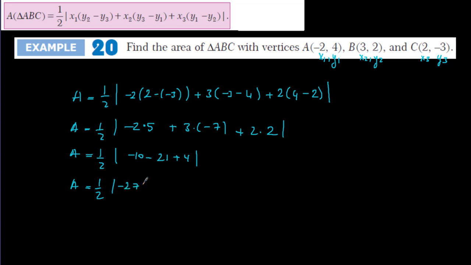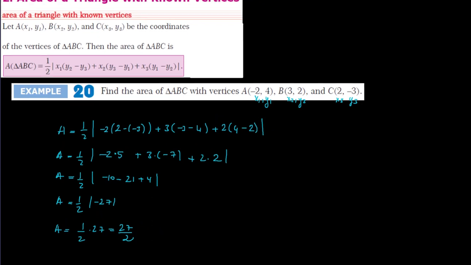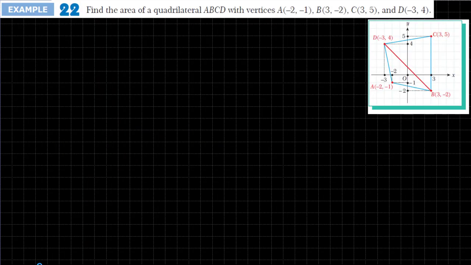It's equal to minus 27 in absolute value, or area is equal to 1 over 2 times 27, which is equal to 27 over 2. It has to be. Okay, this is the answer of the question, and I'm going to continue with the next one.